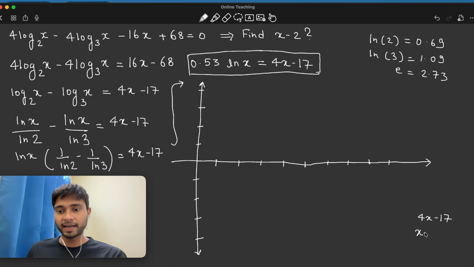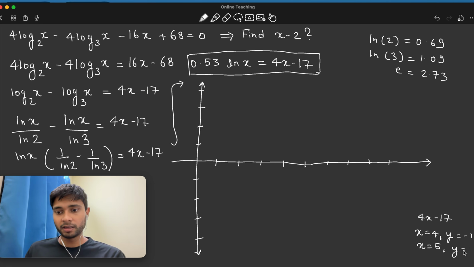If I have to plot the graph of 4x minus 17, at x equals 4, y will be minus 1. Putting x equal to 4 here, 4 fours are 16, minus 17, which is minus 1. At x equals 5, y will be 3. 5 fours are 20, minus 17.